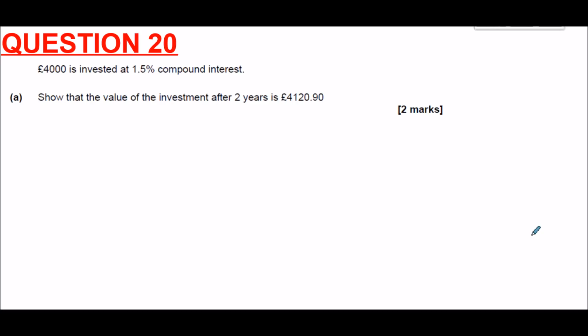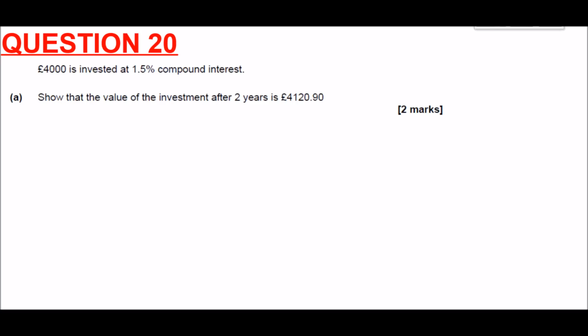Question 20, we've got a compound interest question. So it says £4,000 is invested at 1.5% compound interest. We need to show that the value of the investment after 2 years is £4,120.90. If you're not sure where to begin with compound interest questions, bear in mind compound interest means the interest is very likely to change each year. So you can't say it's simple interest. So you need to consider each year separately to each other year.